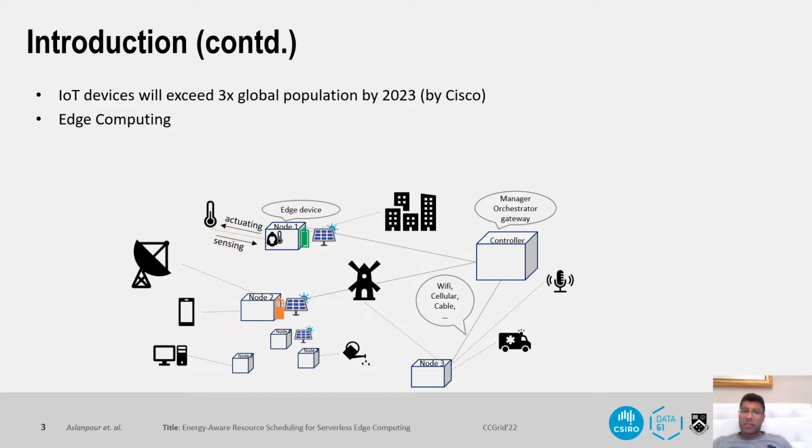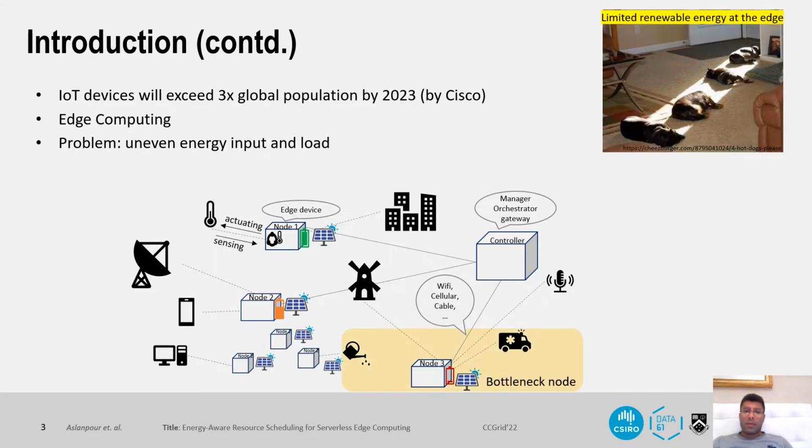We are also considering edge devices powered by renewable energy sources such as solar irradiation and equipped with a battery. A problem here is that in such a system design, we know that all edge devices do not receive the same amount of energy input because of the uneven distribution of energy. And also, all the nodes do not have the same amount of workload to execute. This is something that we need to consider.